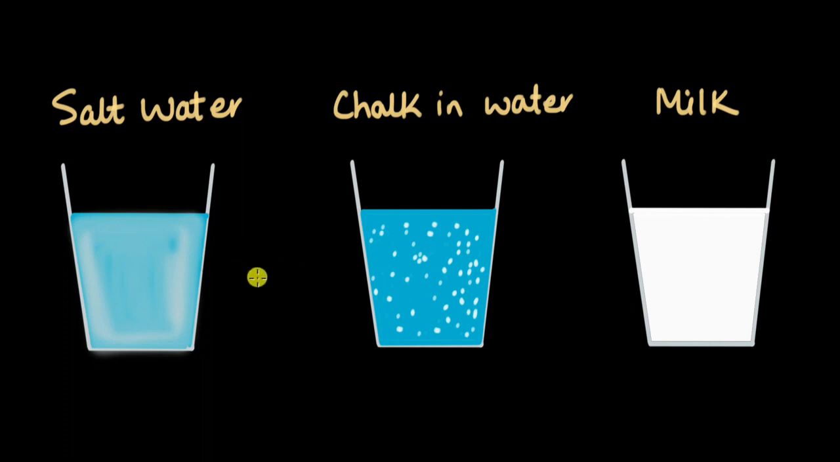We have these three mixtures in front of us. There is salt water, there is chalk in water, and there is milk. Can you categorize these mixtures according to what you observe, what you see?